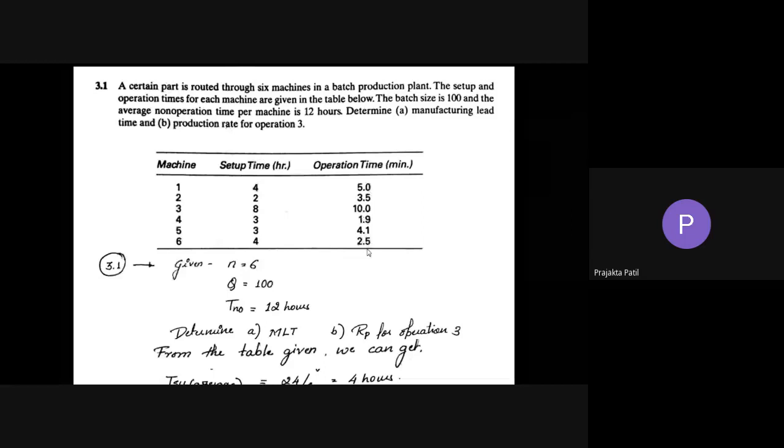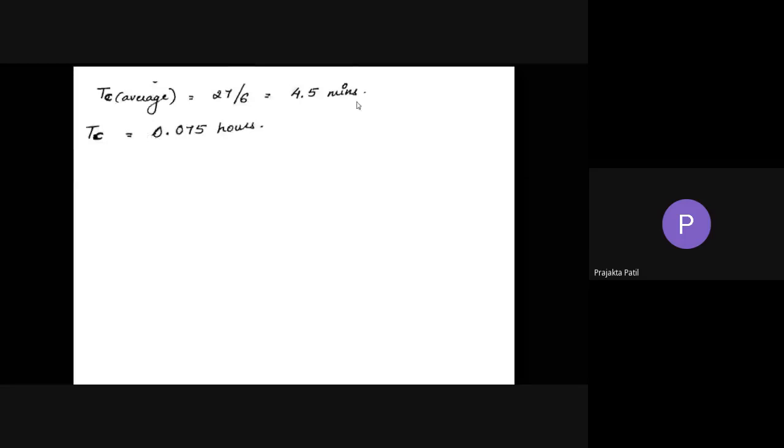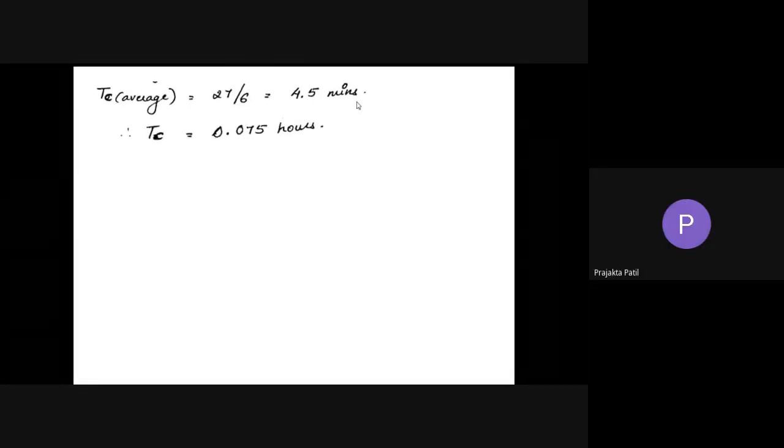So average setup time is 4 hours, and TC, that is average operation time, is 4.5 minutes. Do you want to keep TC in minutes or take it in hours? It depends upon you. If you want to convert it into hours, convert it, or later you can convert it. So TC value is 4.5 minutes or 0.075 hours.